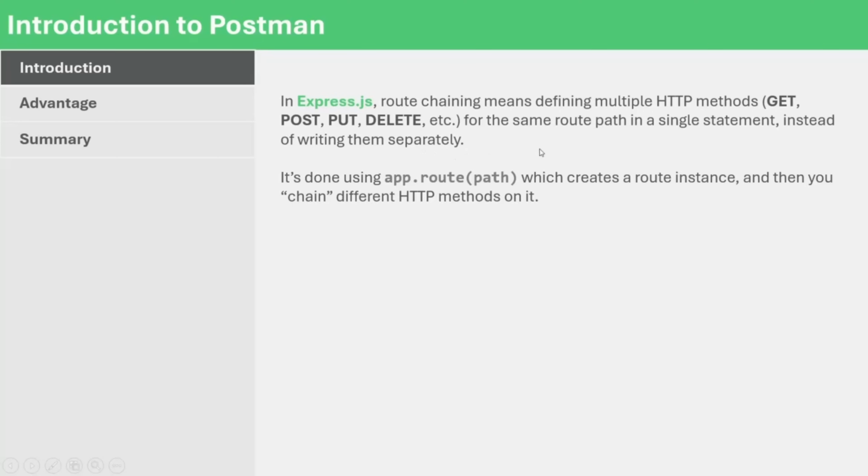Currently, we are writing all our routes separately. Now, in order to chain a route, instead of using the get, post, put, or delete method on the app object, we need to use the route method. To this route method, we can specify the endpoint path and then we can chain different HTTP methods which we want to use on the same path. So let's try to understand it with an example.